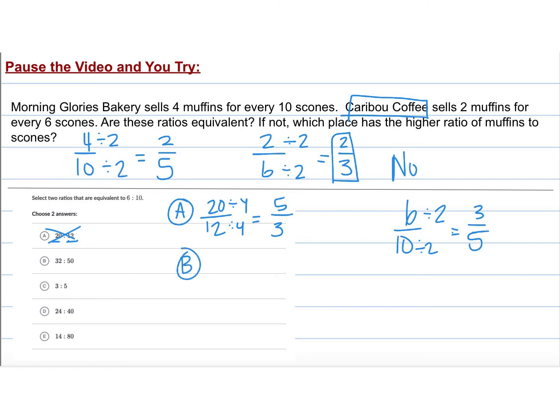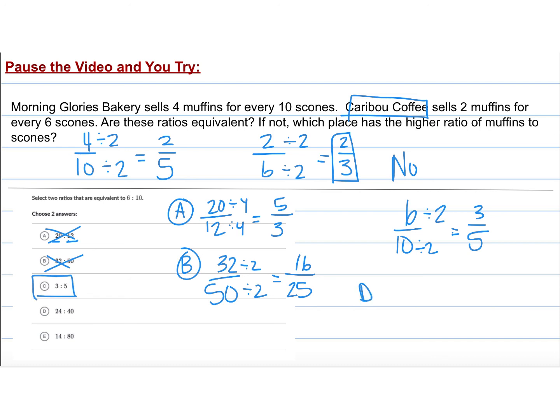32/50, write it as a fraction. All right, to simplify this, I'm going to start with 2, which would be 16/25. I don't think that can be simplified anymore, so that is not equivalent to 3/5. This one is already in simplest form, 3/5, so yes, there's one of them.